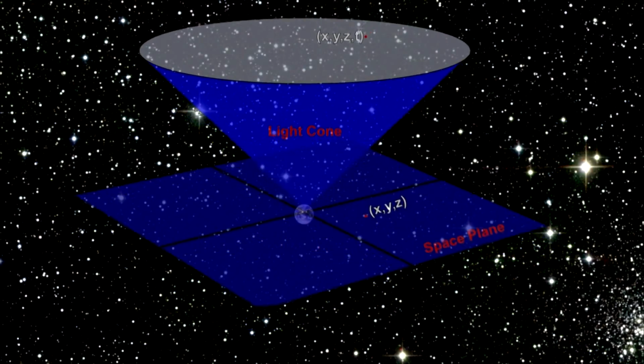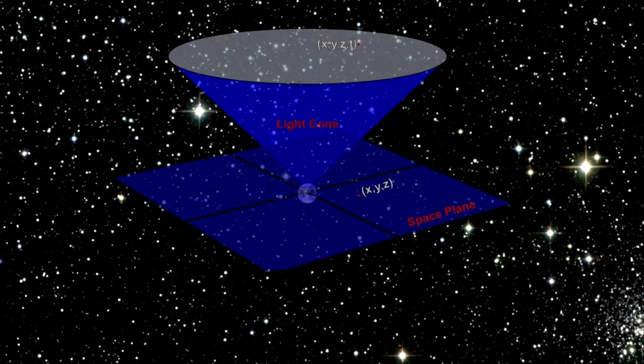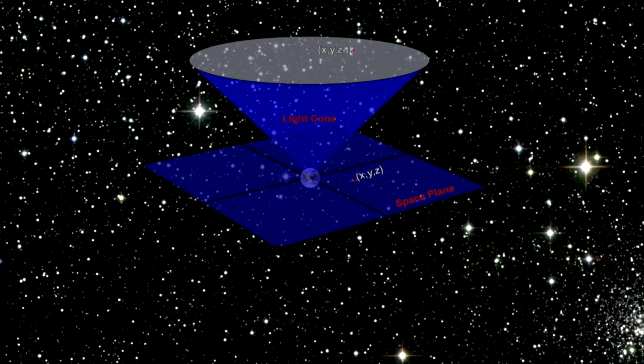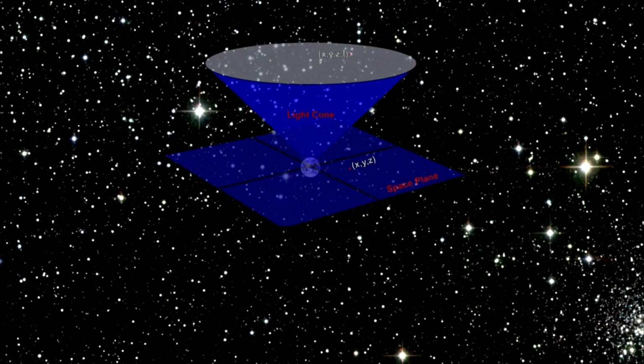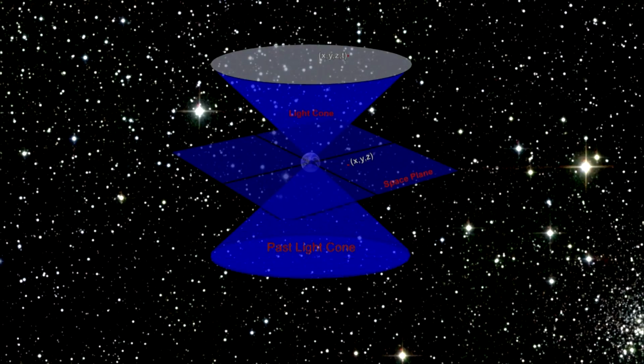If we go back in time, as well as forward in time, we get the full space-time diagram. Here we see that no past event outside the cone can be the cause of any event we see today.